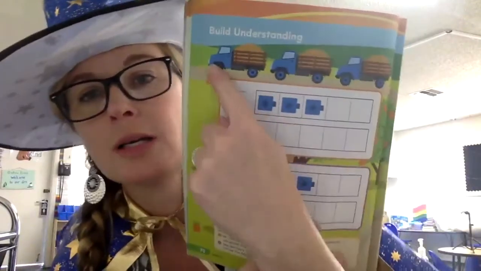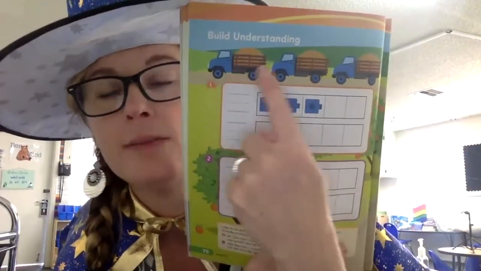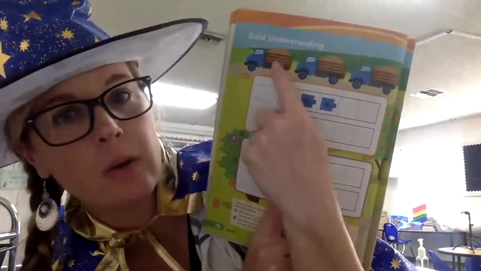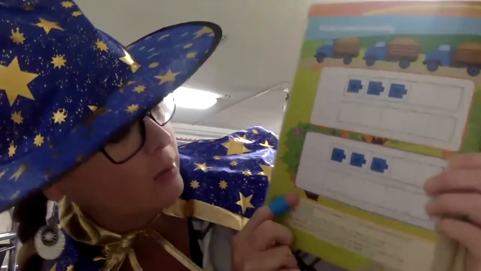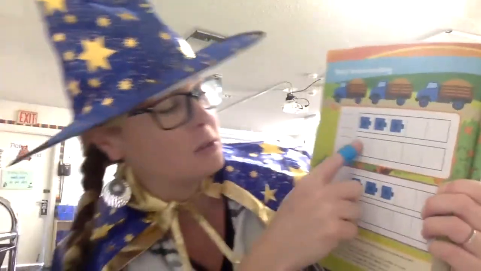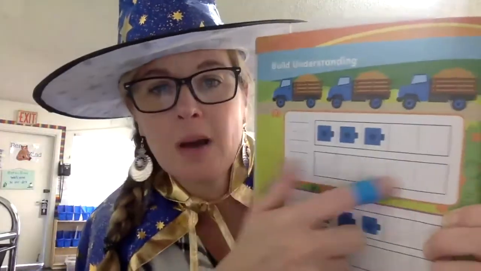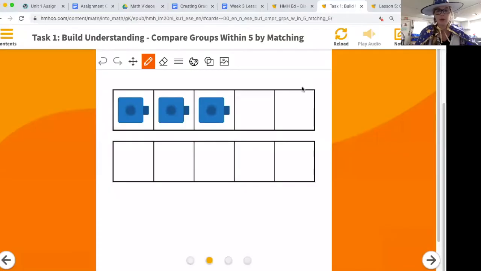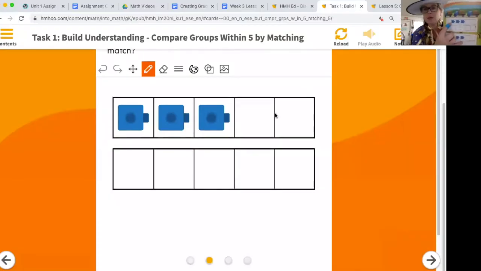Those are 3 trucks. Let's count. 1, 2, 3. Oh wait, actually you're supposed to count this way. Okay, 1, 2, 3. All right, we're gonna do two different stories. First, the orange box, and then the purple box. Here we go. Are you ready? That's what it looks like right there, just like that. Do you remember these are called 5 frames?